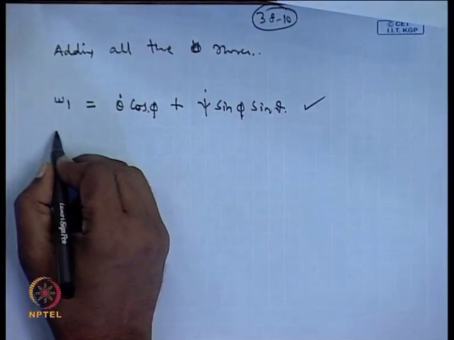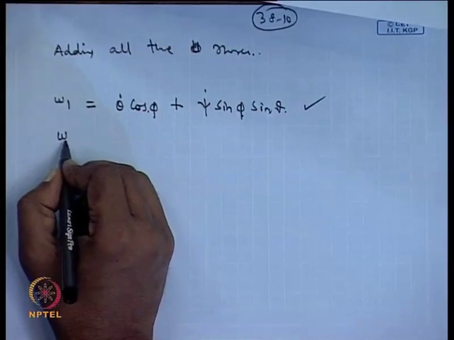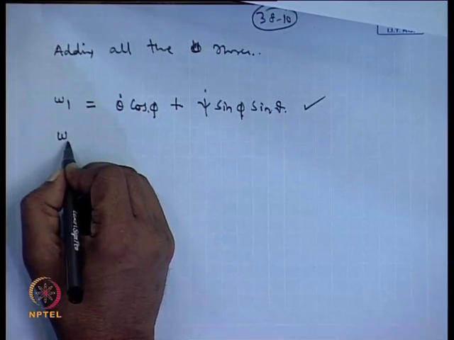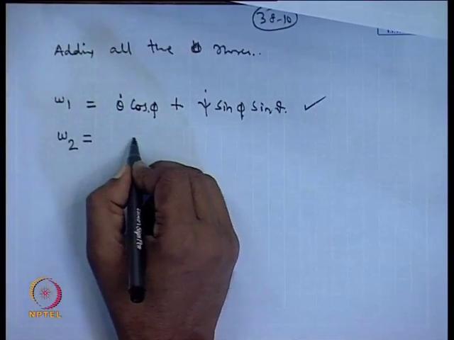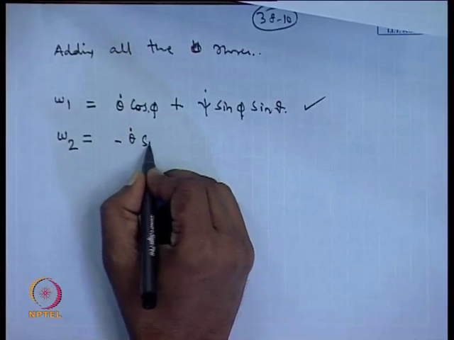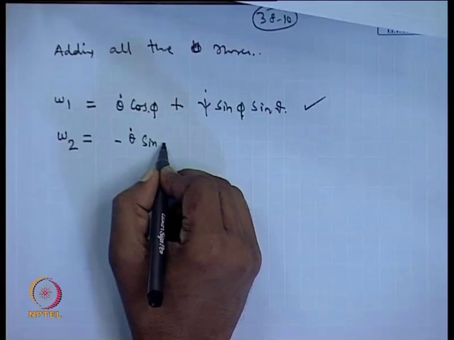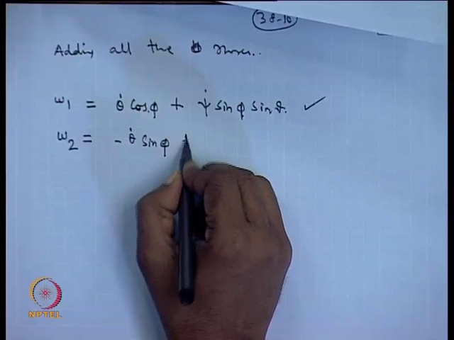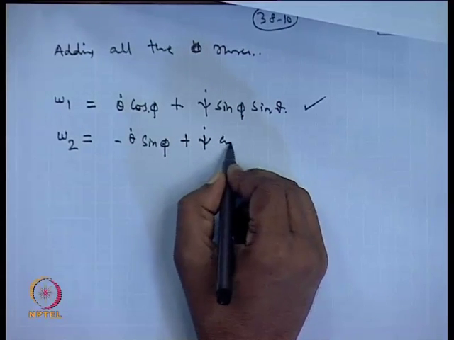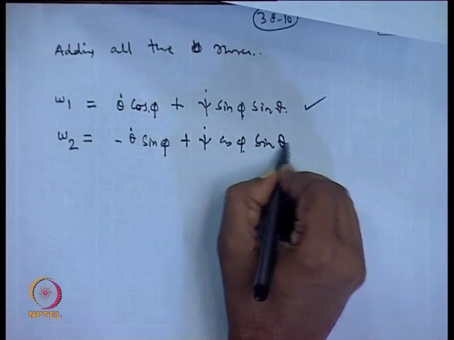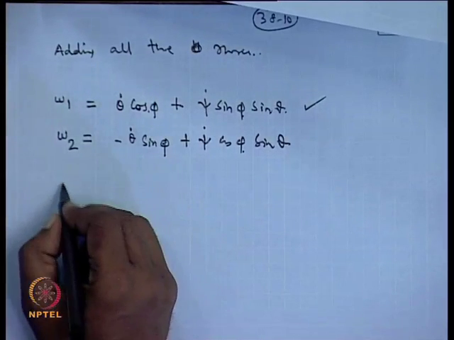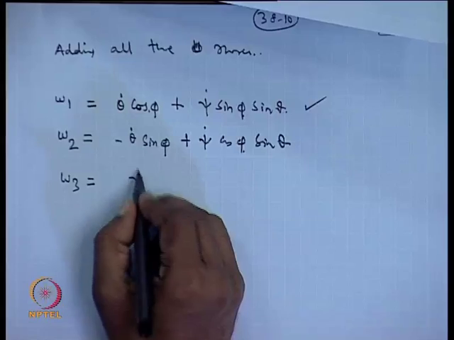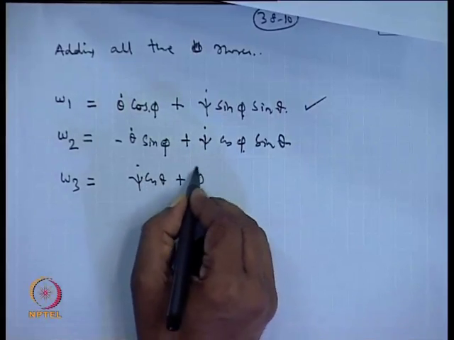Okay. So, this is the first equation. The second equation we can write as omega 2 equal to minus theta dot sin phi, and the third one can be written as psi dot cos theta plus phi dot.